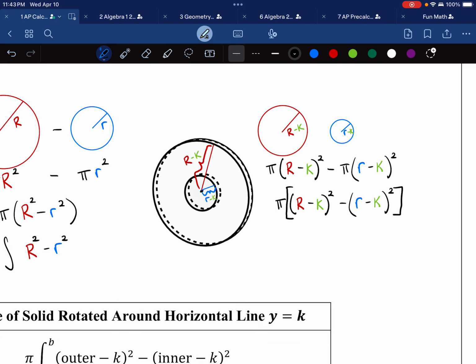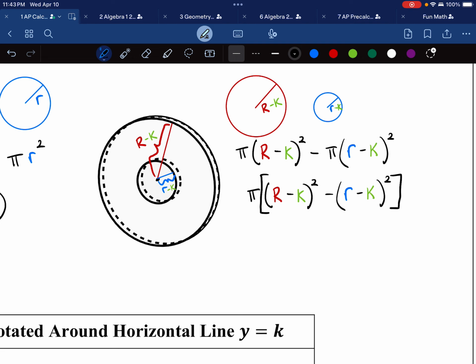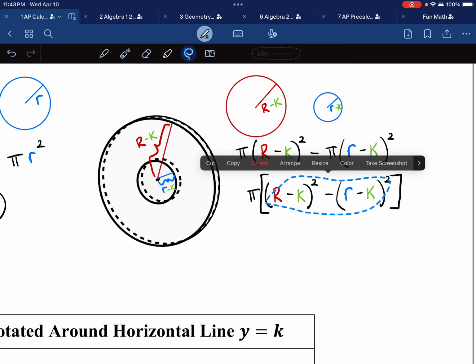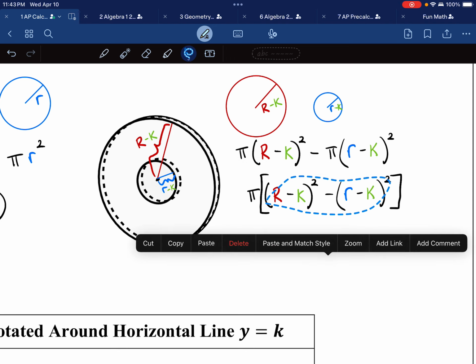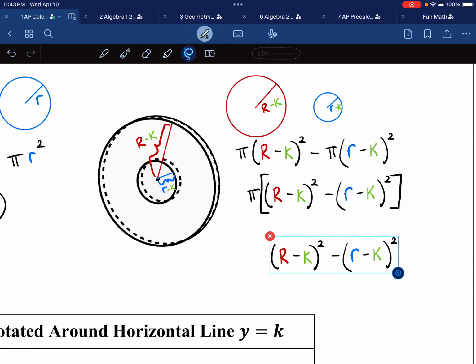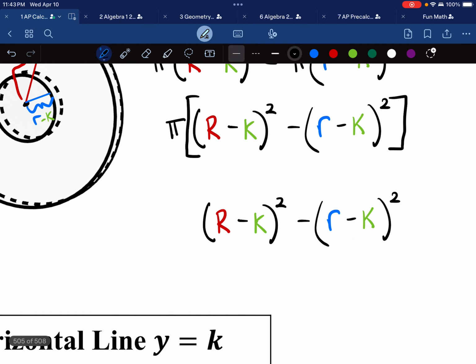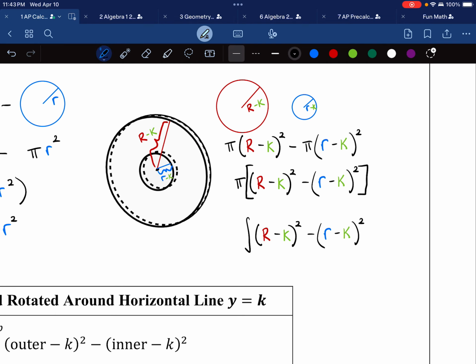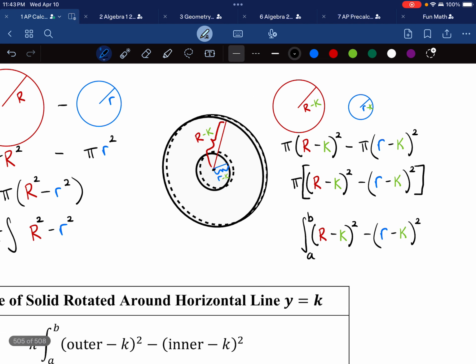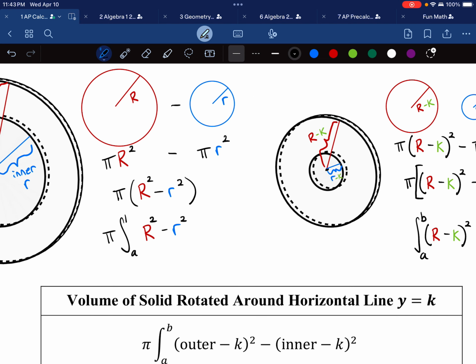And then finally, to get our formula, we're going to just put the integral on all of this. So all of this stuff, we're going to copy and paste, and we're just going to slap an integral symbol on here. We're going to say it's the integral of all of this. Again, all of these bounds should be the bounds from your area, from A to B. So we'll come over here and say the bounds are A to B.